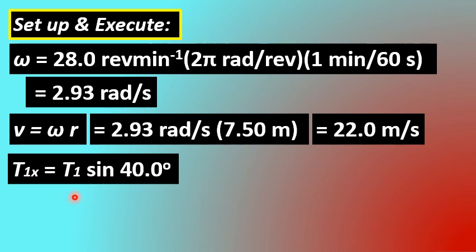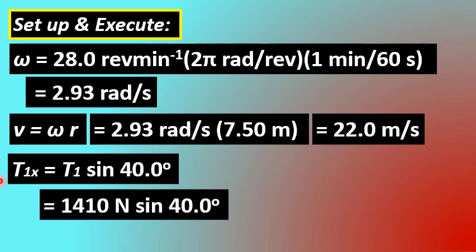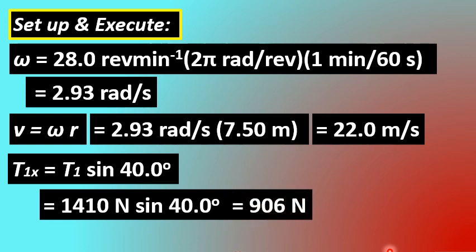All right, we also compute for the horizontal component of T sub 1. We label this here as T sub 1x, and that is equal to T sub 1 times the sine of 40.0 degrees. Substituting, we have 1400 newtons as the value of T1 multiplied by sine 40.0 degrees, and we get the magnitude of T sub 1x equal to 906 newtons.